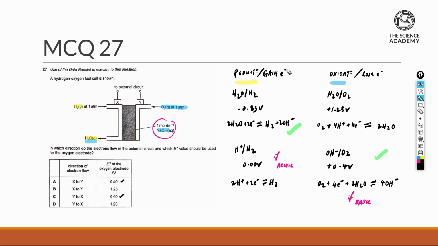So the flow of electrons will be from the oxidation electrode towards the reduction electrode, and in this case here, where oxygen is entering is electrode Y, and where hydrogen is entering is at electrode X. We're going to see the flow of electrons from Y to X. So the answer will be C.